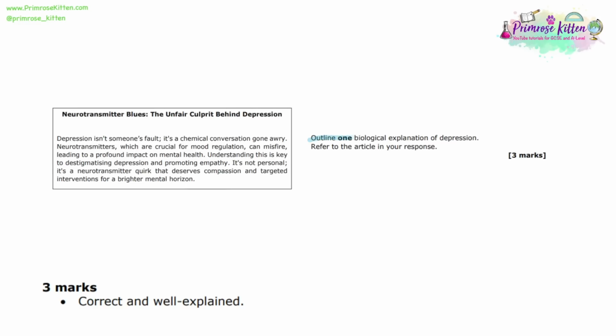Outline one biological explanation of depression. Refer to the article in your response. There are 3 marks available for the question. We can see from the mark scheme here that in order to achieve the full 3 marks, the answer must be correct, so the material that is presented should be accurate and it should be well explained, so all points should be extended with lots of detail being given.